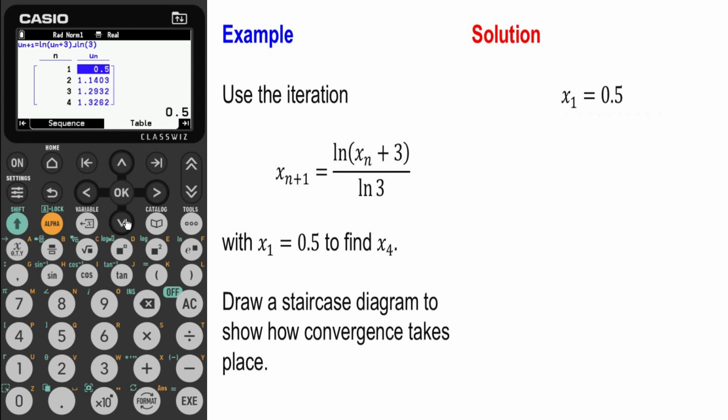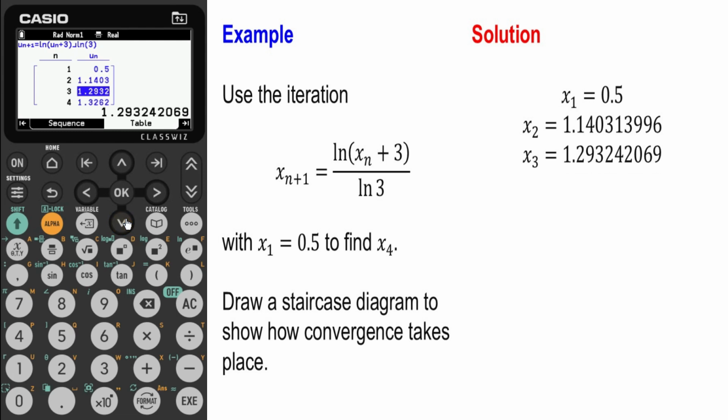We have u_1, which is 0.5, u_2, which is 1.140313996, u_3, which is 1.29324269, u_4, which is 1.326256942.